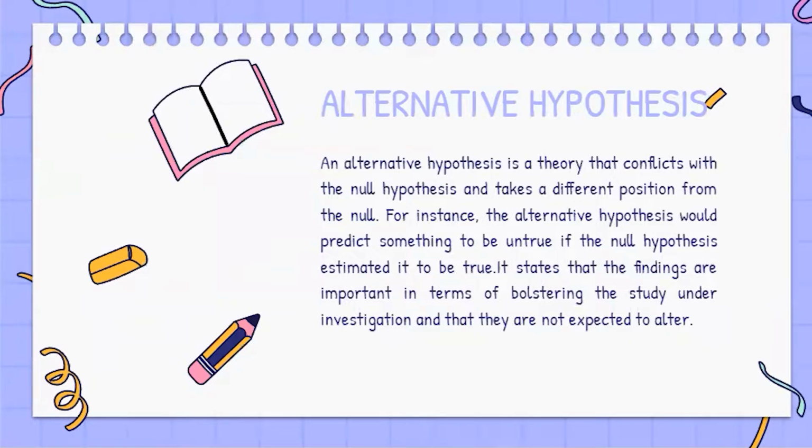And the alternative hypothesis. An alternative hypothesis is a theory that conflicts with the null hypothesis and takes a different position from the null. For instance, the alternative hypothesis will predict something to be untrue if the null hypothesis estimated it to be true. It states that the findings are important in terms of bolstering the study and the investigation and that they are not expected to alter.